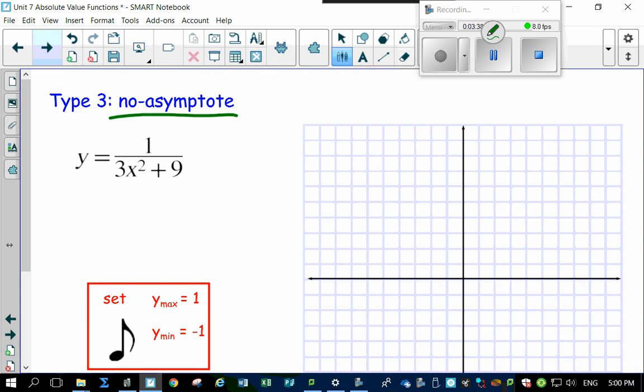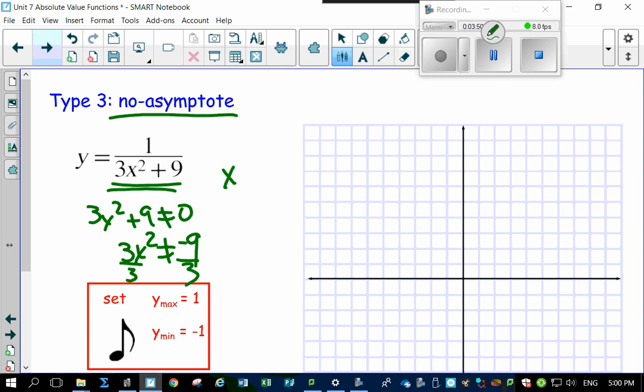Check it out. Can this have a non-permissible value? Look at this. 3x squared plus 9 cannot equal 0. 3x squared cannot equal negative 9. Divide each side by 3. You've got x squared cannot equal negative 3. Of course it can't equal negative 3. It's impossible for a squared number to deal with this negative 3 here. So how do we go about doing this question?